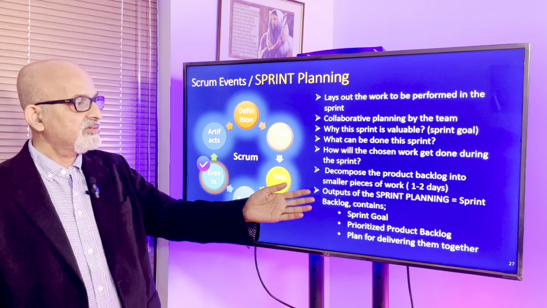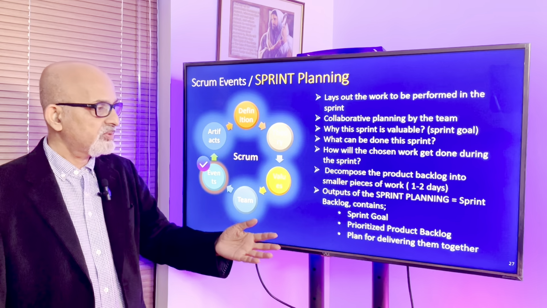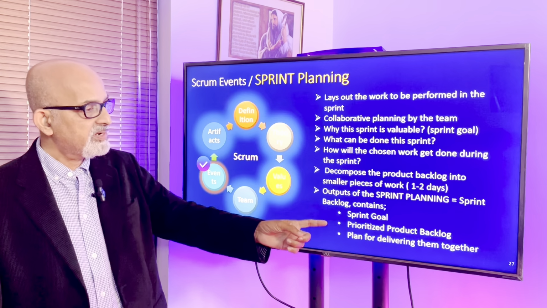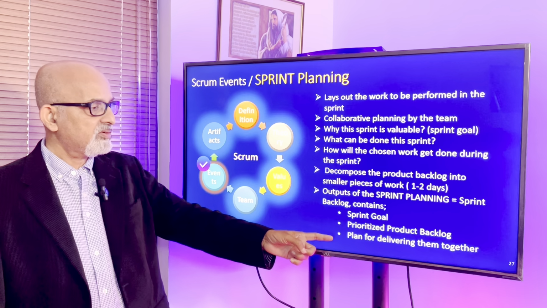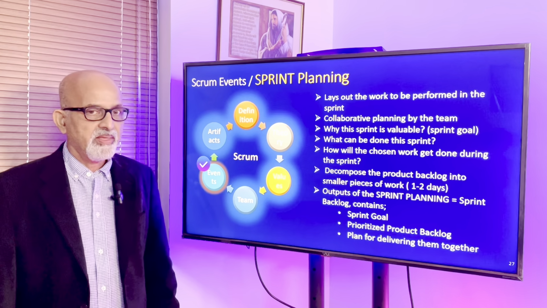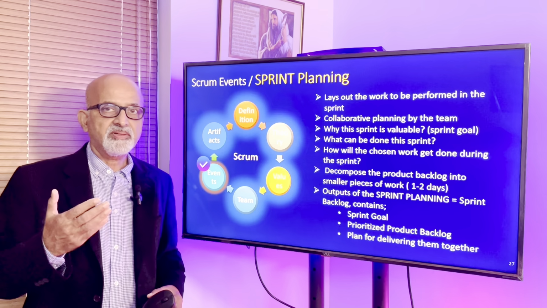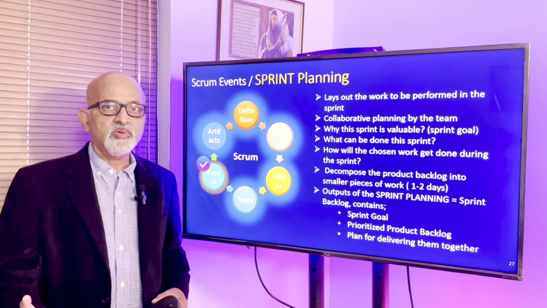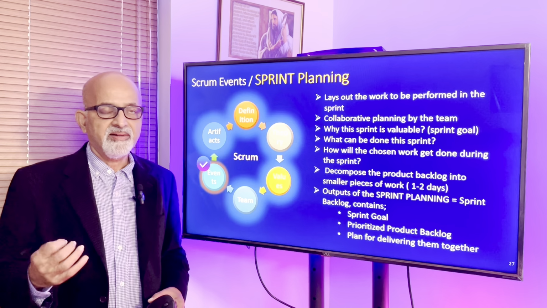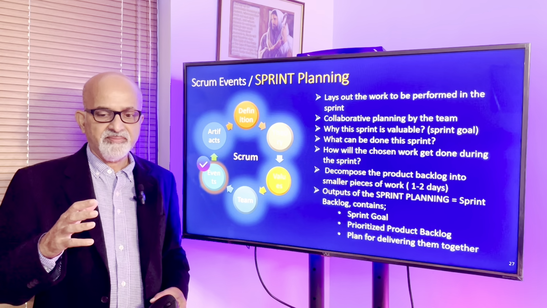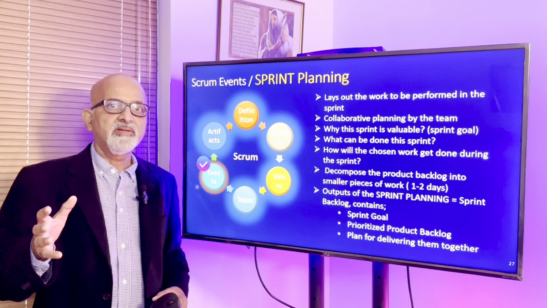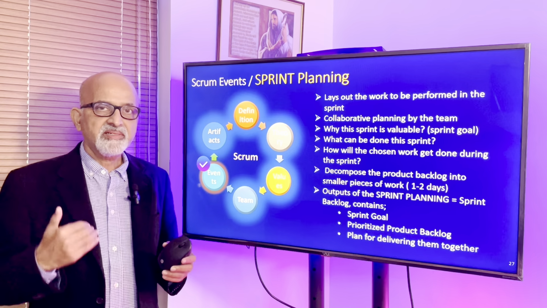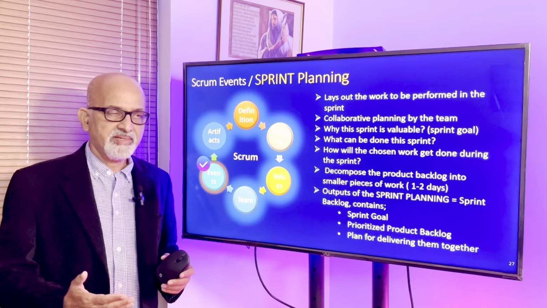And decompose the product backlog into smaller pieces of work, that is 1 to 2 days. Output of the sprint planning is the sprint backlog, and it contains the sprint goal, the prioritized product backlog, and a plan for delivering them together. So typically in a sprint planning meeting, the product owner proposes the features that must be included in the sprint and gets into a dialogue mode with the team, with the developers, and they get into a consensus mode saying that, okay, this many things can be confidently developed during the sprint by considering the previous track record and velocities and all those things.